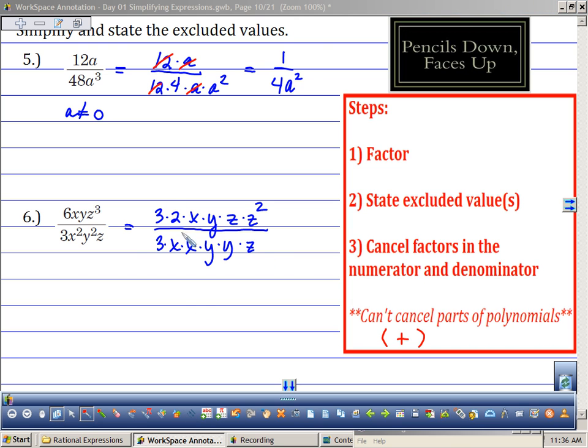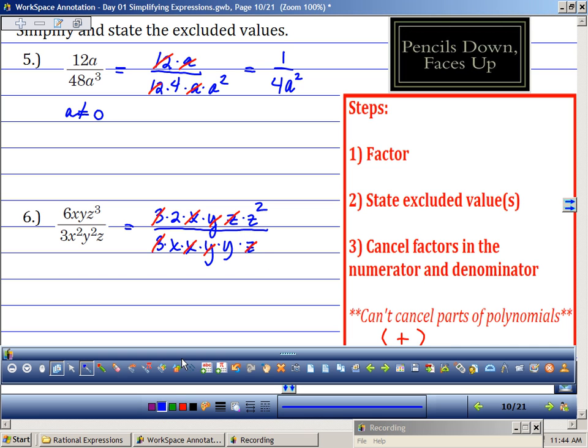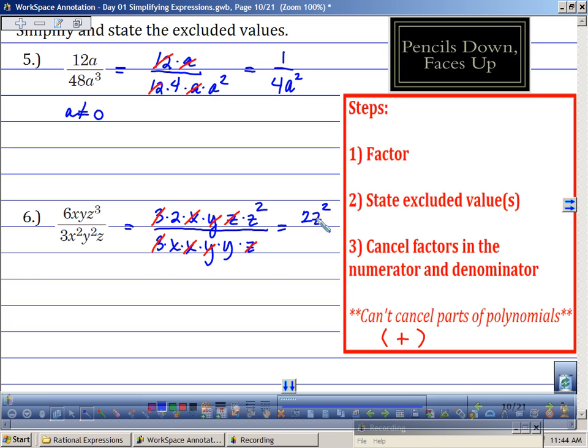Now, I can cancel. 3 divided by 3 is 1. x divided by x is 1. y divided by y is 1. z divided by z is 1. You guys see anything else? So what am I left with? 2z squared over x, y. Let's state our excluded values. What can x not be?